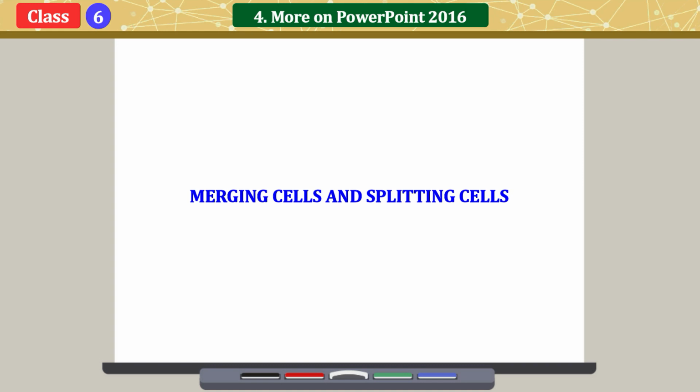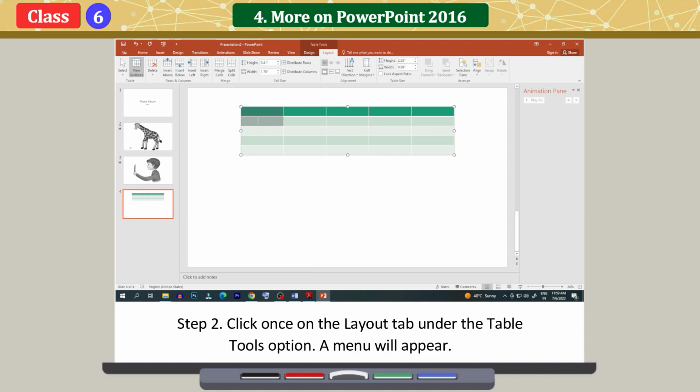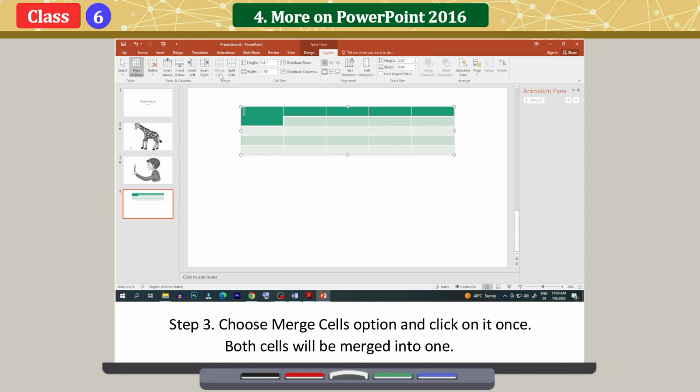Merging cells and splitting cells. Select the cells that need to be merged. Click once on the Layout tab under the Table Tools option. A menu will appear. Choose Merge Cells option and click on it once.